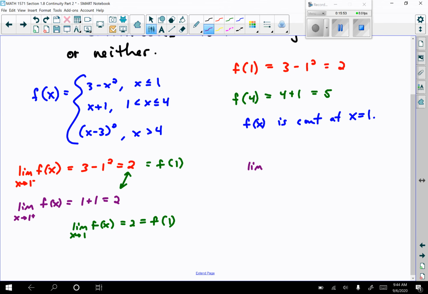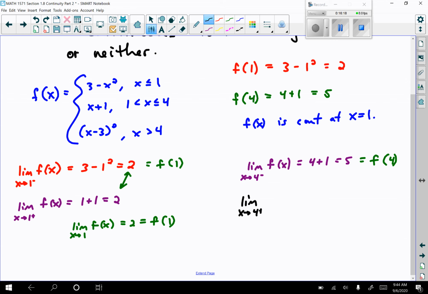So now if we have the limit of f of x as x approaches 4 from the left, we're going to use the middle one that's right here. So this is going to equal just 4 plus 1, which is equal to 5, which also equals f of 4. So we know f of x is continuous from the left. Let's check out from the right.